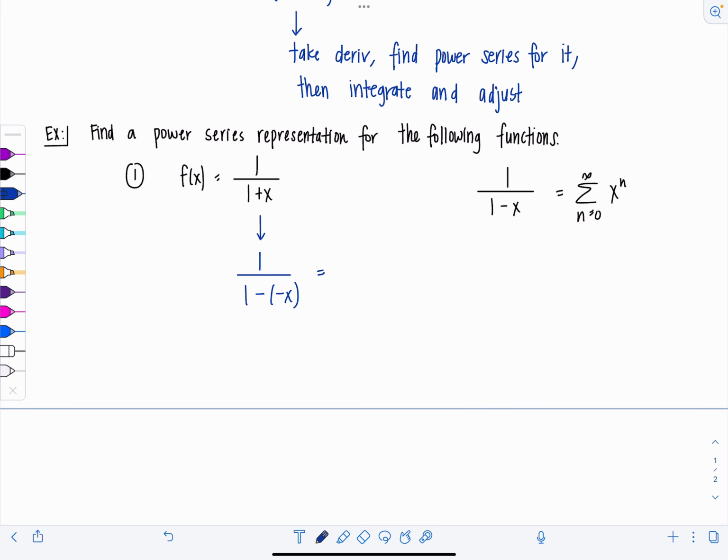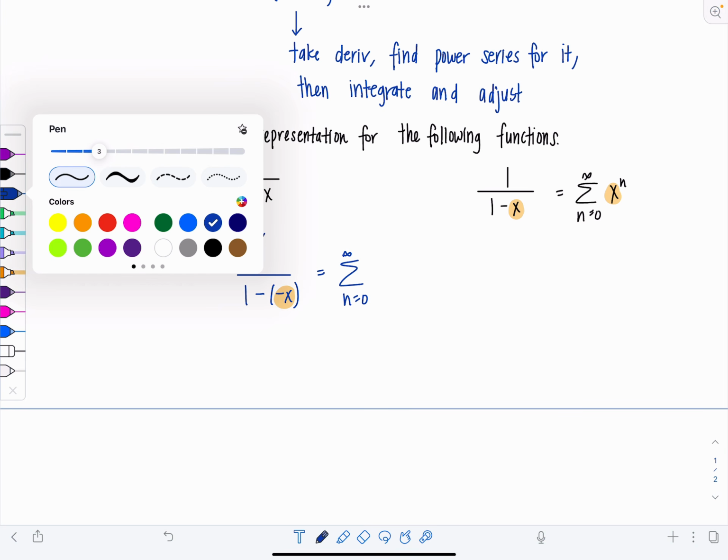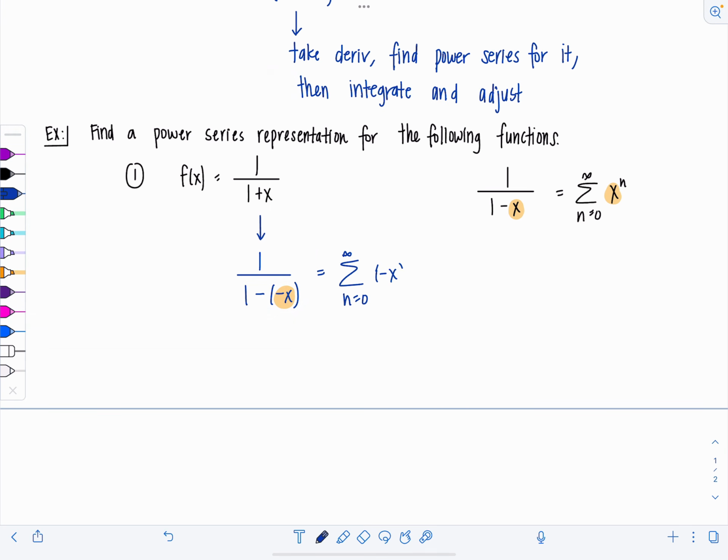And then how does that affect what I'm writing in my infinite series? Well, now I have the sum n equals 0 to infinity, and instead of x to the n, I'm going to have negative x to the n. Do you see that? Oh, good. And then no, you don't leave your final answer like that. You're going to split up the negative from x. So we write this as the sum n equals 0 to infinity, negative 1 to the n, x to the n. You want to try to leave it so it's just x to the n at the end whenever possible.